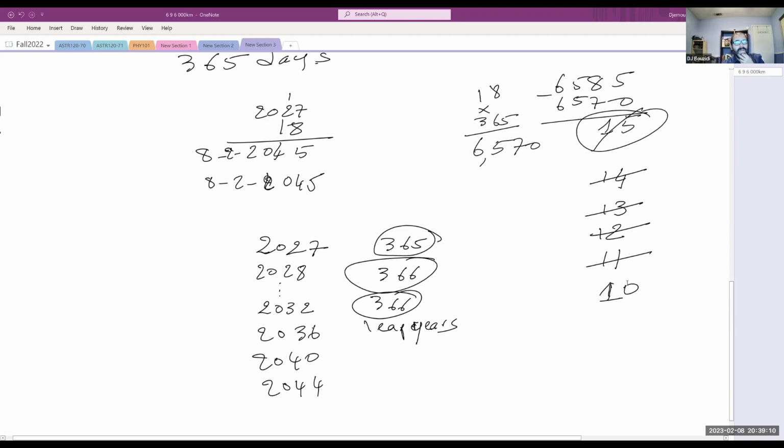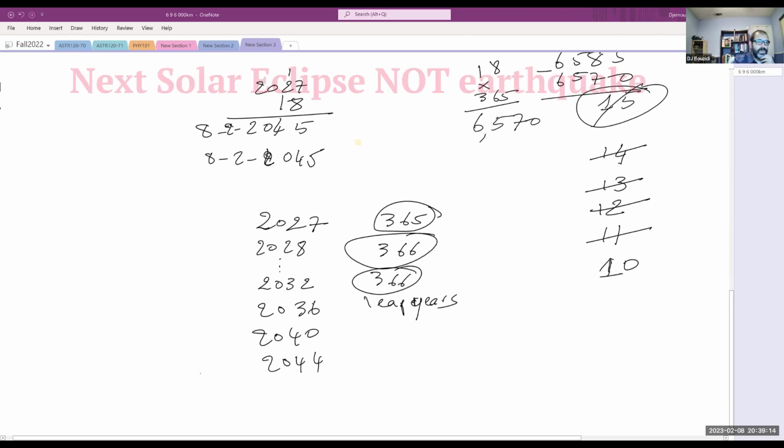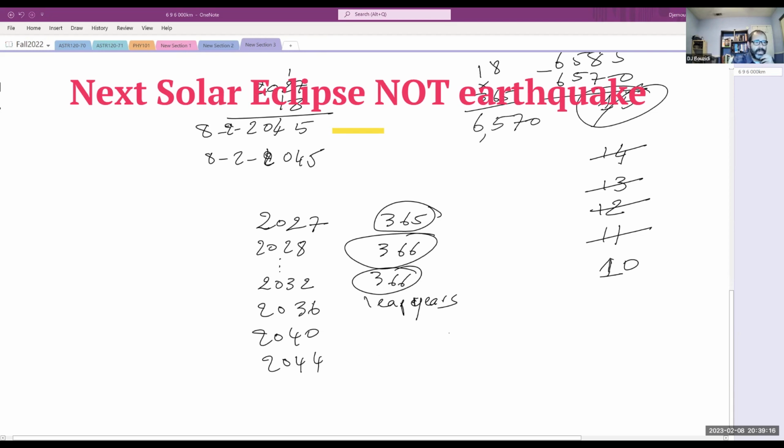So we have to add 10 days to this date. The next eclipse, according to this calculation, is on August, 10 days from the 2nd, which is the 12th of the year 2045 in North America. Okay, so that's basically the answer to the question.